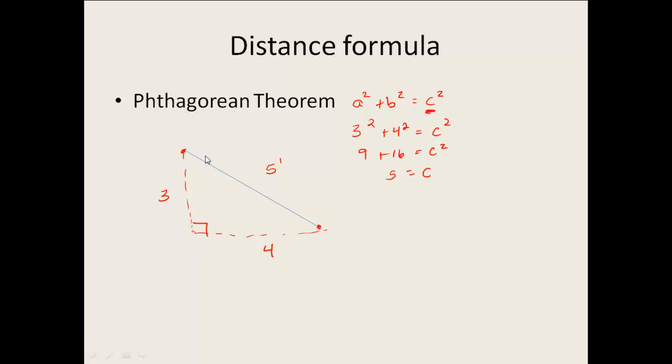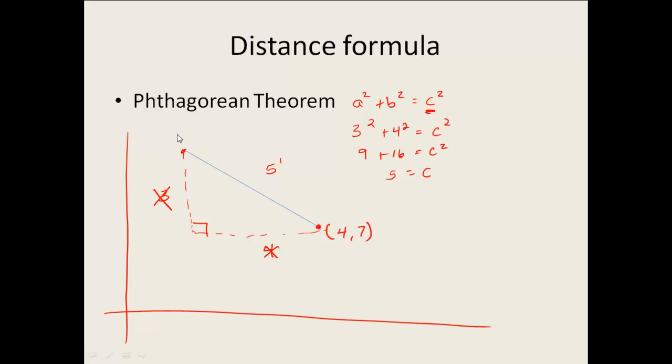Now, when we are using the distance formula, we have to work a little bit differently, because I'm not just going to be told what the side lengths are. I'm going to actually have to find that out. So let's say this point right here has an ordered pair of 4, 7. So on a coordinate graph, it's over 4 and up 7. And this point right here, let's say that has an ordered pair of 2, 12. So it's over 2, up 12.